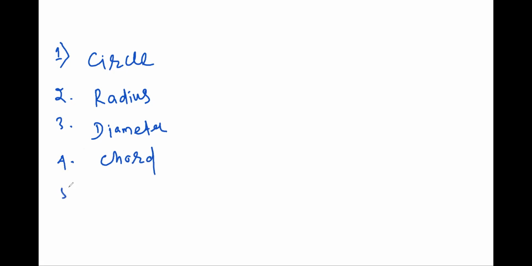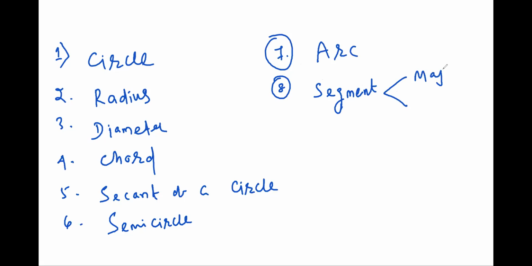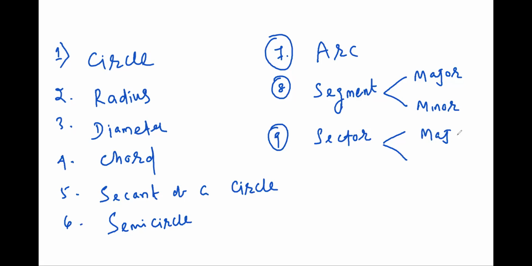Five, we studied about secant of a circle. Six, semicircle. Seven, arc. Eight, segment. Segment has been divided into two parts: one is major, another is minor. Nine, sector. It is also the same: one is major sector and one is minor sector, right?